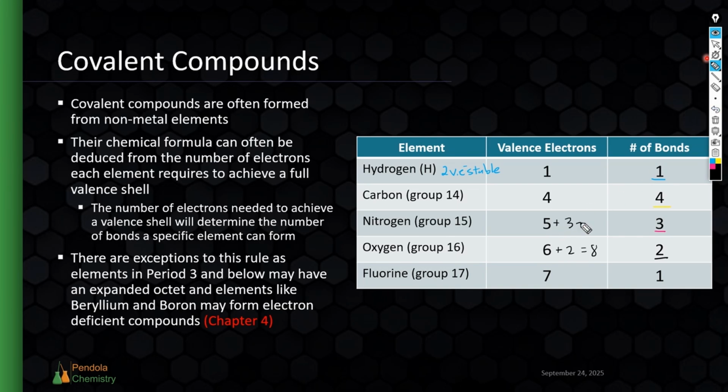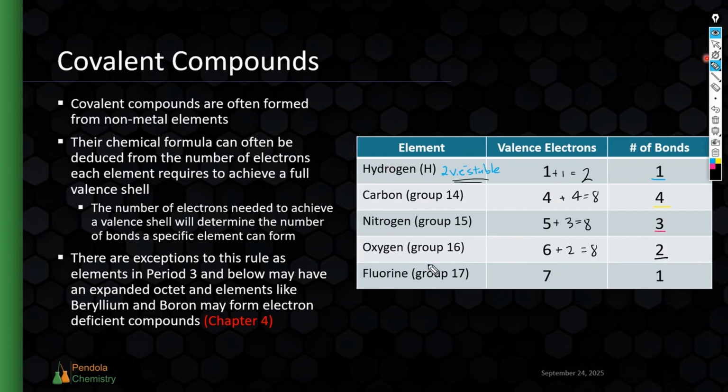5 plus 3 equals an octet. Because remember, every bond that forms brings in 1 valence electron to this element. 4 plus 4 is an octet, right? And then 1 plus 1 for hydrogen, because hydrogen only needs 2 valence electrons. It's an exception, not 8.